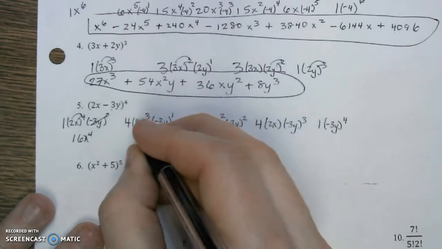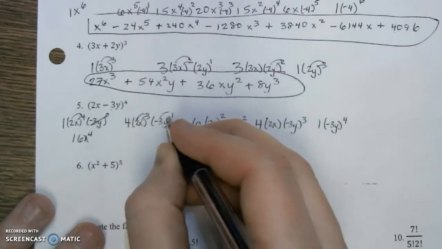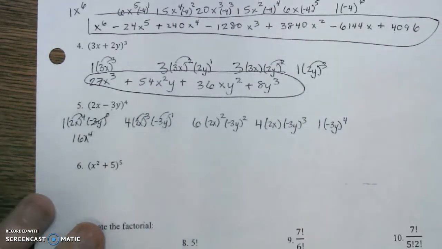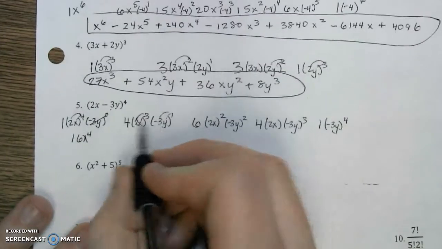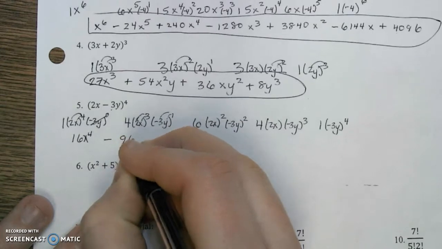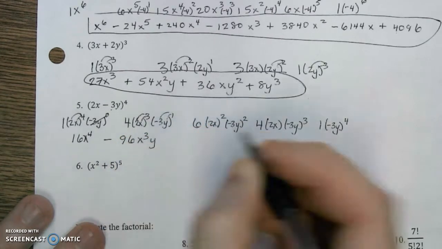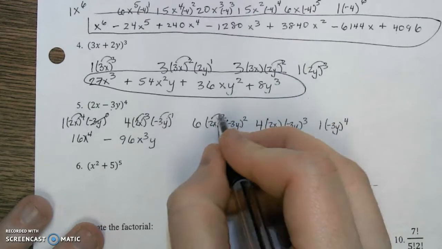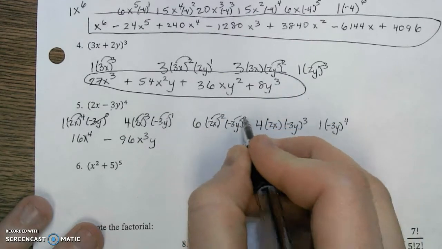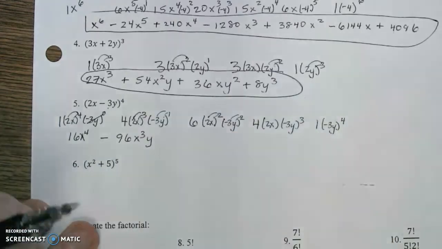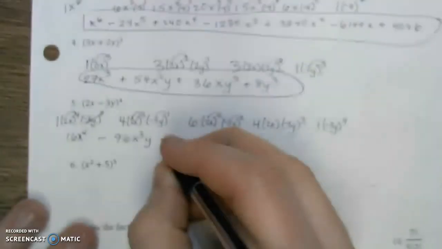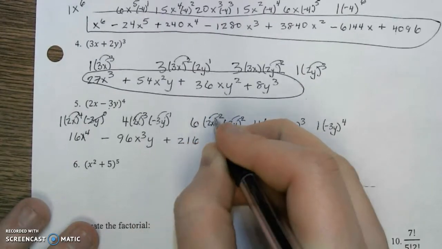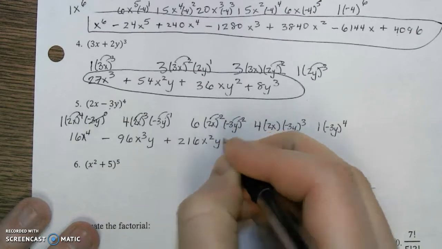I've got 2 cubed x cubed, and then negative 3 to the first and y to the first. So we've got 2 cubed, which is 8, and then we have a 4 in front, and we have that 3 in front. And so we're going to have negative 96 x cubed y. Here I've got 2 squared x squared, negative 3 squared y squared. So that would be 6 and a 4 and a positive 9. So you're going to have positive 216 x squared y squared.